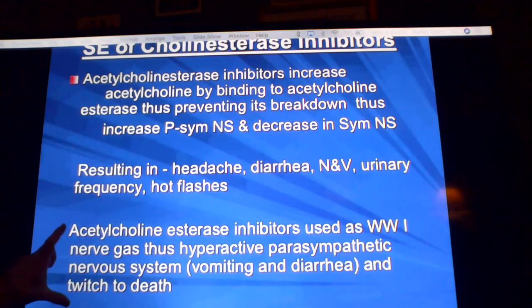Okay, just a sidebar here. Acetylcholine esterase inhibitors were used during World War I. They were nerve gas. So when they lobbed this nerve gas canister, it would prevent the breakdown of acetylcholine, and acetylcholine also is the neurotransmitter at the neuromuscular junction. So the soldiers would literally twitch, vomit, and have diarrhea until they died. Very, very cruel death. Very cruel.